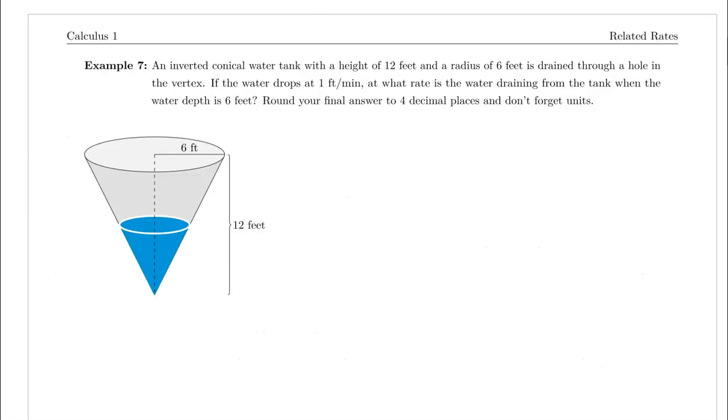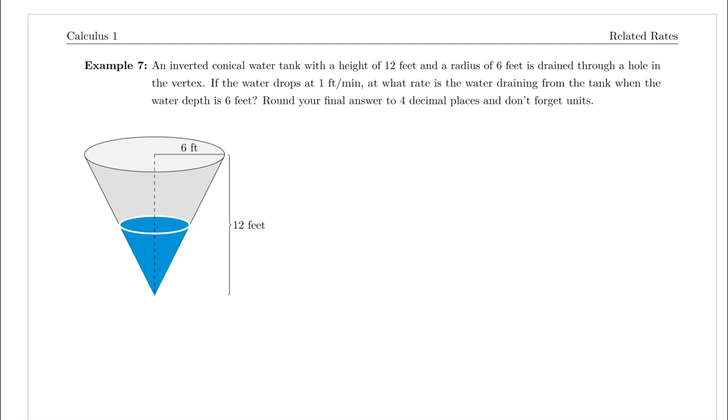Example 7 says an inverted conical water tank with a height of 12 feet and a radius of 6 feet is drained through a hole in the vertex. If the water drops at 1 foot per minute, at what rate is the water draining from the tank when the water depth is 6 feet? Round your final answer to 4 decimal places and don't forget units.